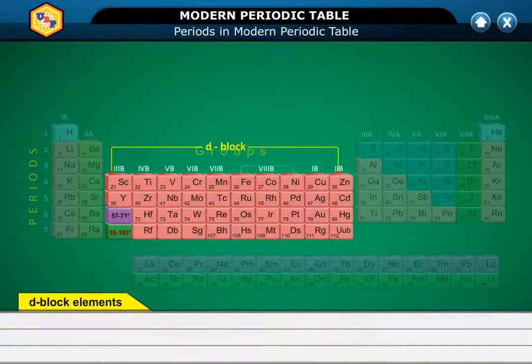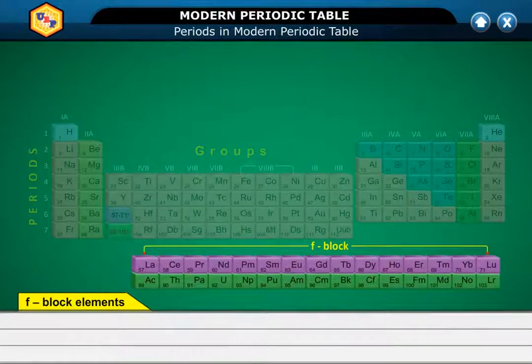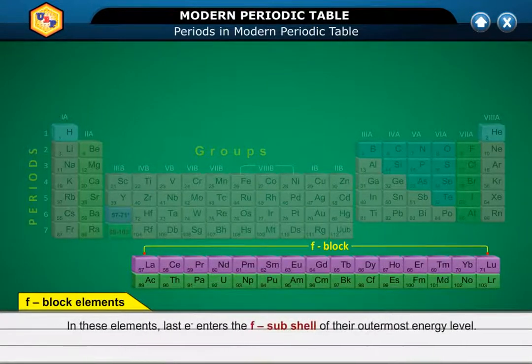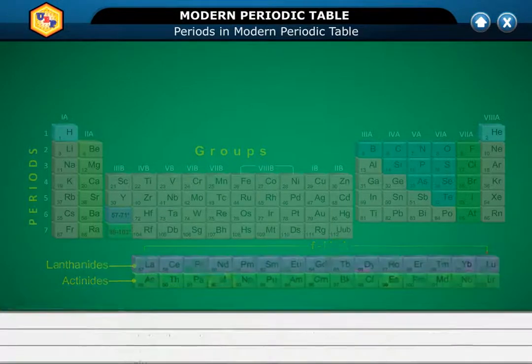D block elements. In these elements, the last electron enters the D subshell of their outermost energy level. These include elements of group 3 to 12. F block elements. In these elements, the last electron enters the F subshell of their outermost energy level. These include the 2 series at the bottom of the periodic table, that is lanthanides and actinides.